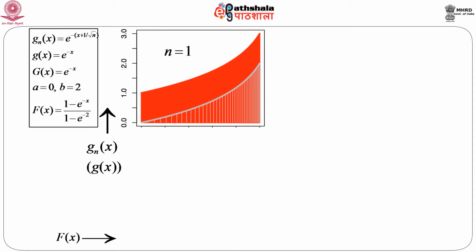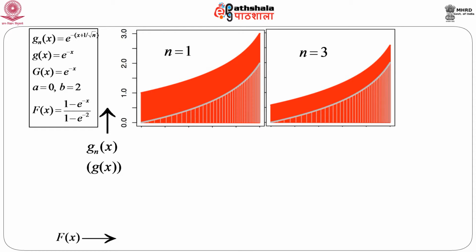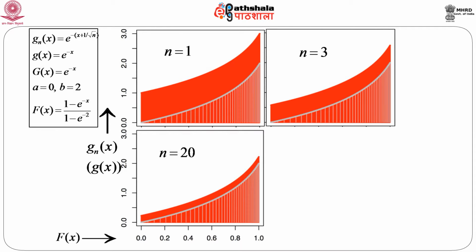Now, consider n equals 3, and immediately we see that this substantial portion which is only red drops to this portion, but still there is some portion which is not covered by the gray shaded region. So, what happens when we increase the value of n? Suppose n equals 20, and it is clear that it starts converging. From n equals 3 to n equals 20, the portion which is only red, but not shaded by gray, drops down substantially.